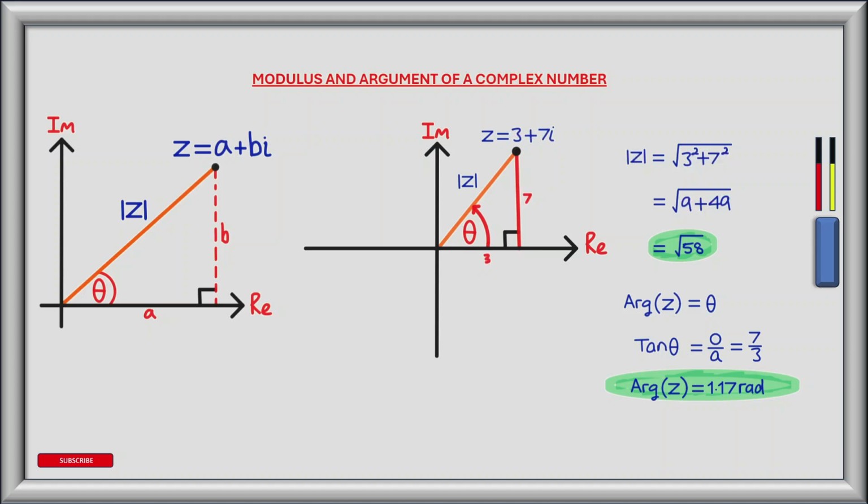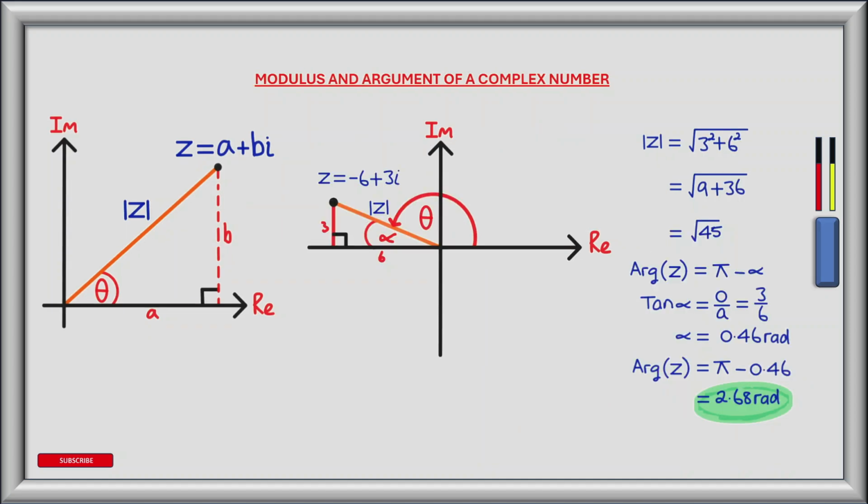To find the argument of the complex number 3 plus 7i, we need to find the angle it makes with the positive real axis. So in this case, the angle it makes is theta, and theta is part of this right-angled triangle. So the tan of theta is the opposite side divided by the adjacent side, which in our case is 7 divided by 3. So the argument theta, or arg z, is equal to 1.17 radians.